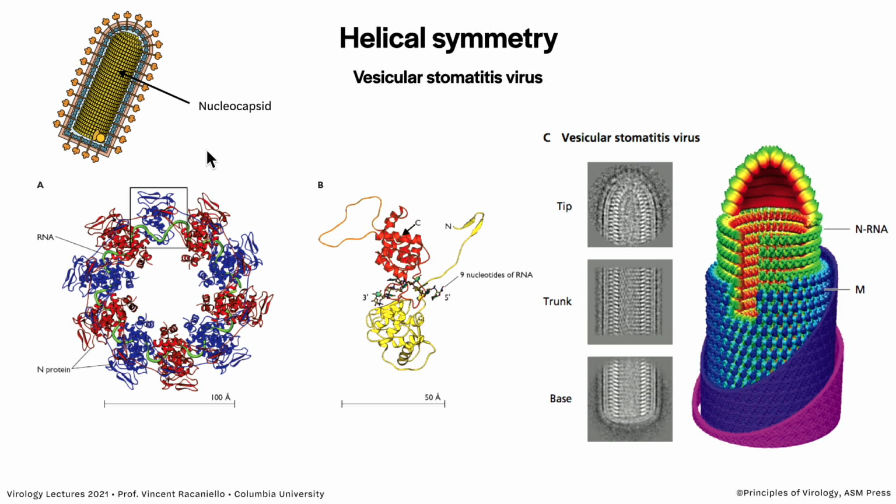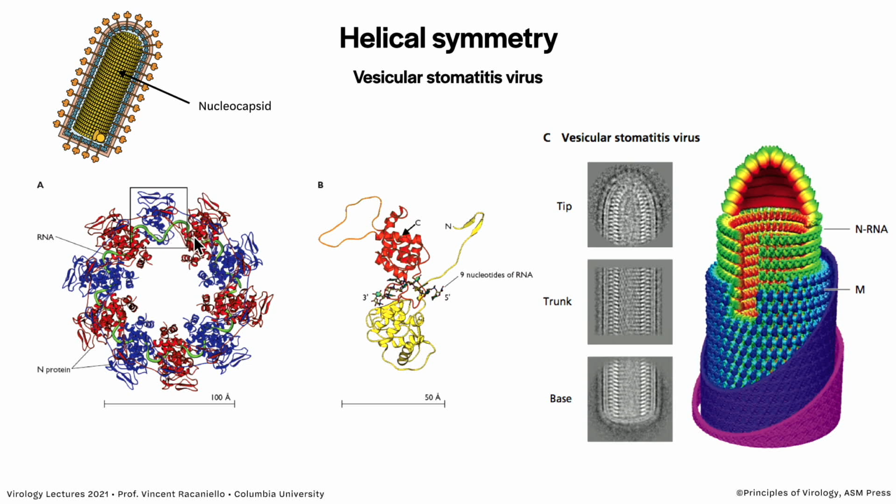But anyway, this has a nucleocapsid. It's an RNA bound to a single protein, nucleocapsid protein, wound up around itself in this helical symmetry. And here is the structure of the RNA bound to 10 molecules of protein. You can see blue, red, et cetera.